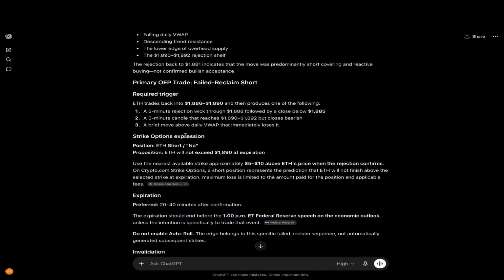We could also have a 5-minute candle that reaches $1,890 through $1,892 but closes bearish. Or third, a brief move above the daily value that immediately loses it.